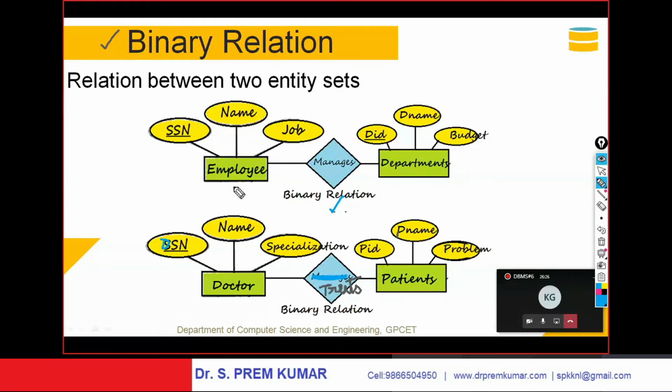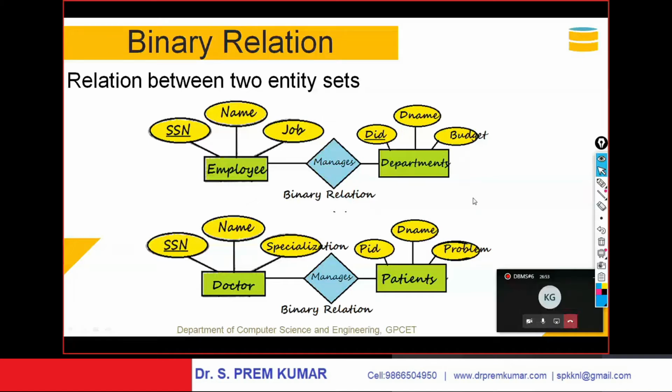Why are we calling it a binary relation? It is a relation among two entities. This is the first entity and this is the second entity. You are relating these two entities and depicting them in the form of a diagram, an entity relationship diagram, ER diagram. This is called a binary relation. I hope you're following what is meant by a binary relation.